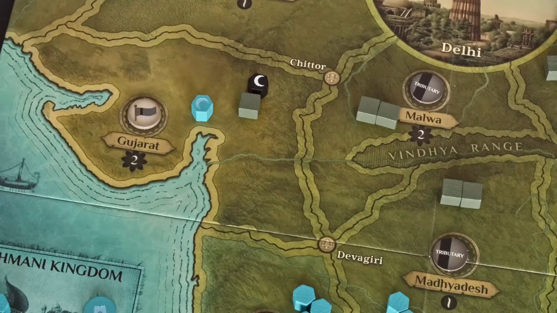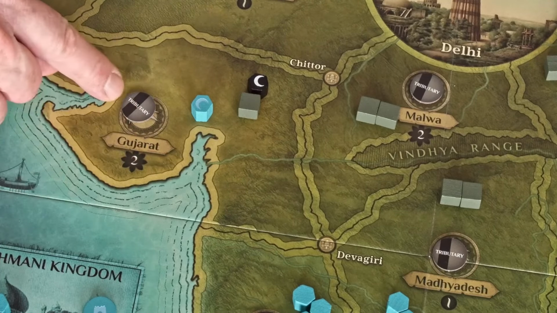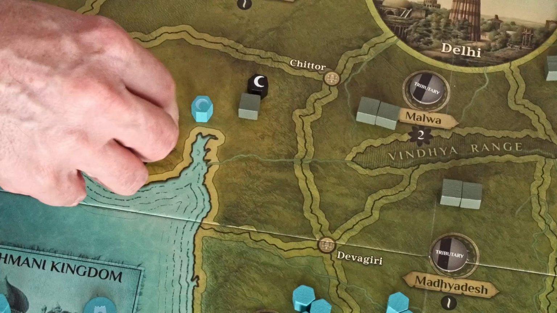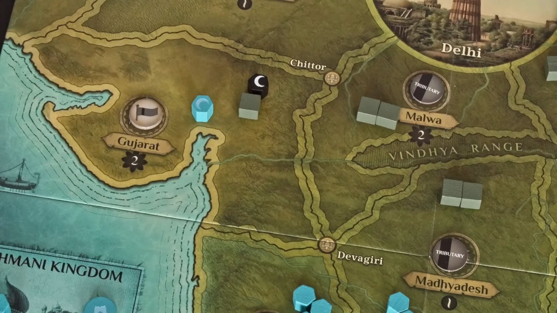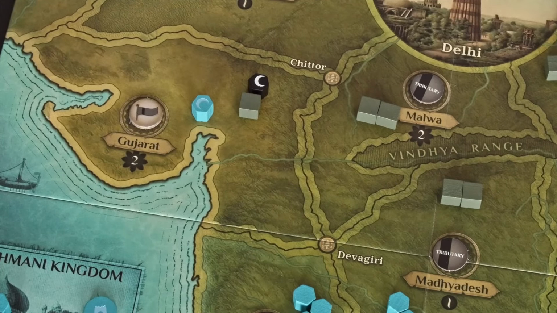Remember, they need to make it a tributary again, so that prosperity counts towards their victory points. But right now, it's still an independent province, not a tributary. The Sultanate needs to take a separate action to get that tributary back in place.